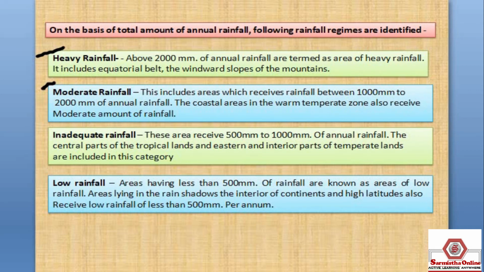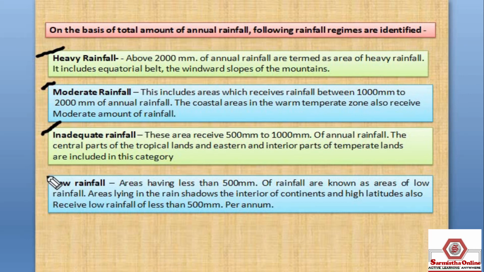Some coastal areas and the warm temperate zone also receive moderate amount of rainfall. Inadequate rainfall zone, these areas receive 500 millimeter to 1000 millimeter rainfall. The central parts of the tropical lands, eastern and interior parts of temperate lands are included in this category.